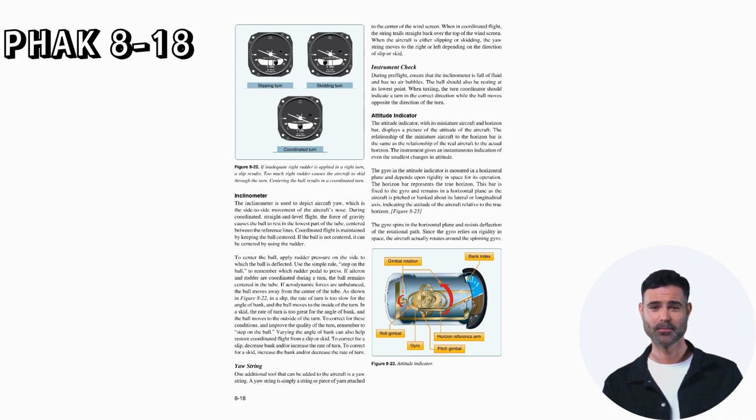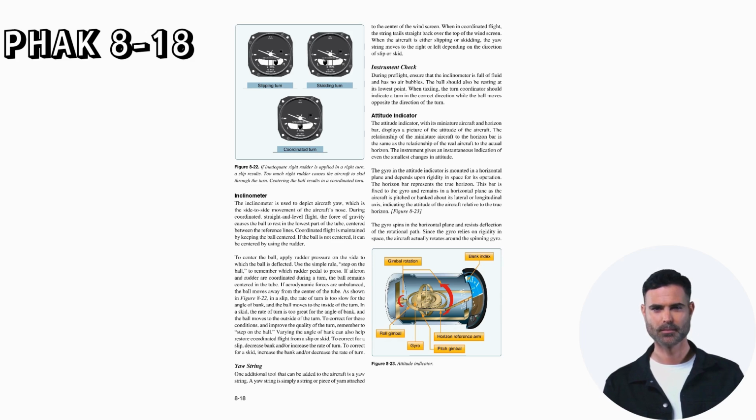Yaw string. An additional tool that can be added to the aircraft is a yaw string. A yaw string is simply a string or piece of yarn attached to the center of the windscreen. When in coordinated flight, the string trails straight back over the top of the windscreen. When the aircraft is either slipping or skidding, the yaw string moves to the right or left depending on the direction of slip or skid.